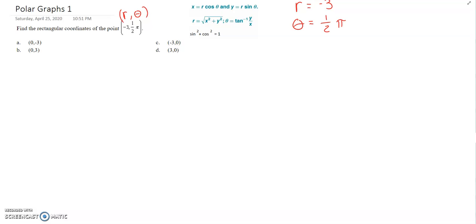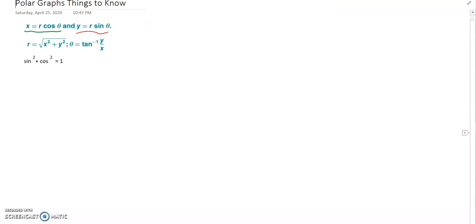On this question, it asks us to find the rectangular coordinates of the point (-3, 1/2 pi). In polar coordinates, the two coordinates are the radius and the angle measure theta from the standard position. A couple of things we're going to be using on most of these problems is the relationship between x, r, and theta, as well as the relationship between y, r, and theta.